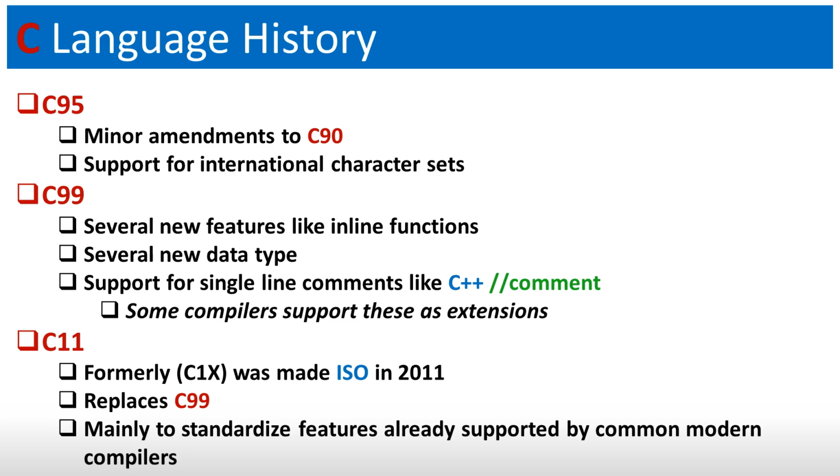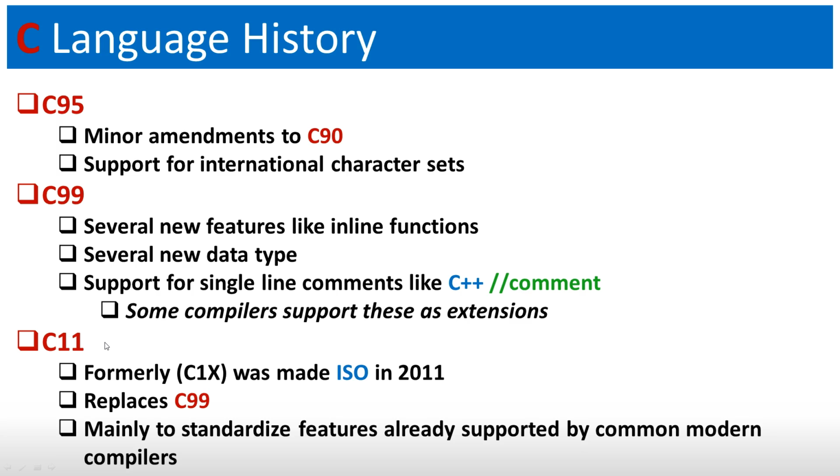There were other versions and other standards of C that came out later. In 1995, C95 was another standard, which added minor amendments to C90. Support for international character sets was added in C95. In 1999, C99 was also standardized. It added several new features like inlining functions, several new data types, and also added support for single line comments, the same way as in C++. This is an example of a single line comment. Even if some compilers may not choose to be C99 compliant, they would actually support this as an extension.